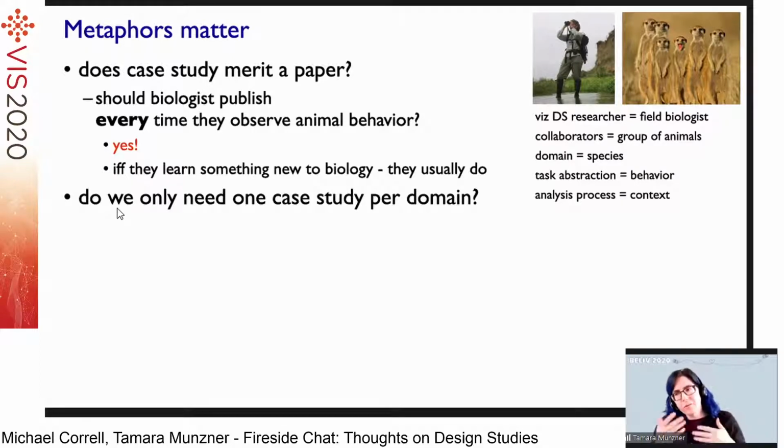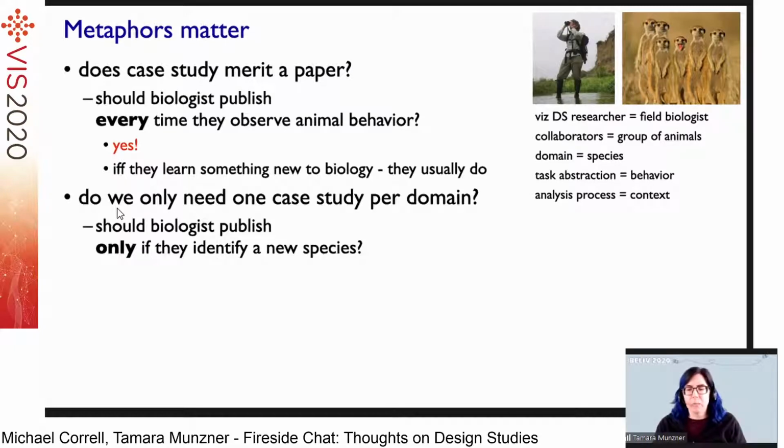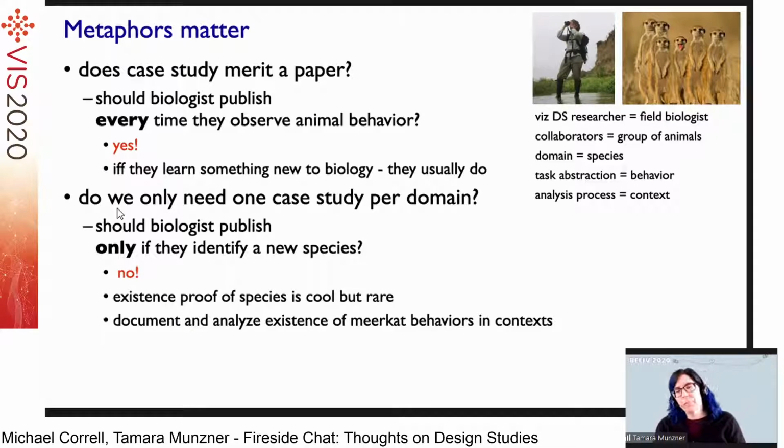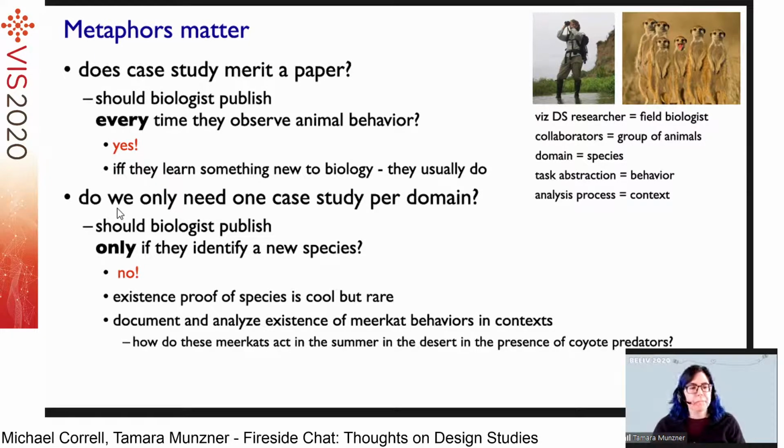And then this other related question, do we need only one case study per domain? Should a biologist publish only if they actually identify a new species? My answer is no, not at all. It's great if you've got an existence proof of a new species. If you identify one, that's really cool, but that's not the common biology paper. It's much more common that what we're trying to do is document and analyze the existence of meerkat behaviors in contexts. How does this group of meerkats act in the summer, in the desert, in the presence of coyotes, right? That's the question we can answer from studying this N=1 group.